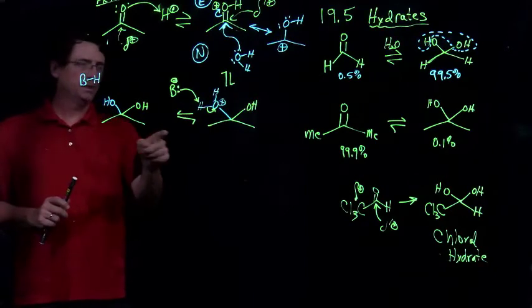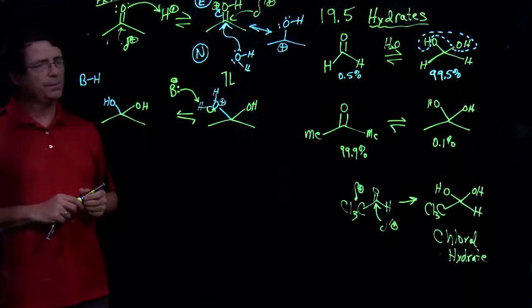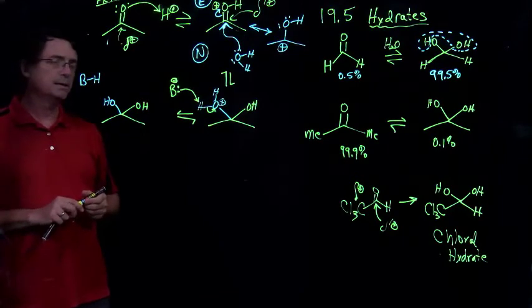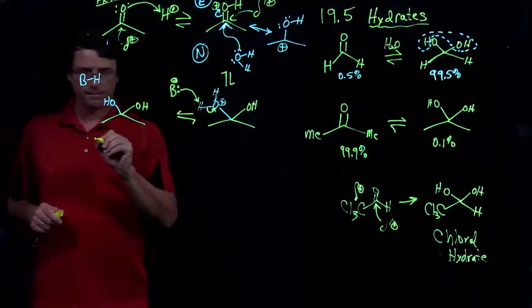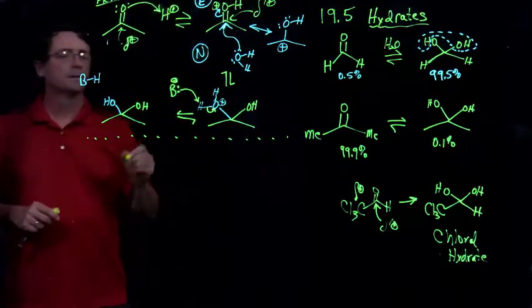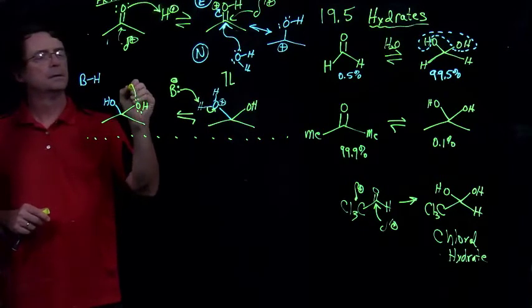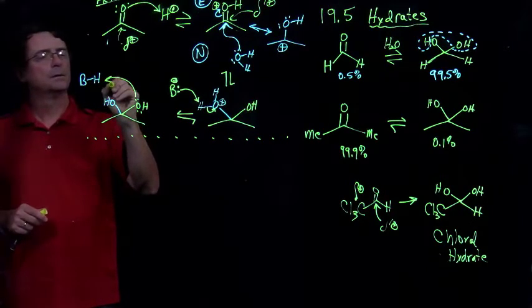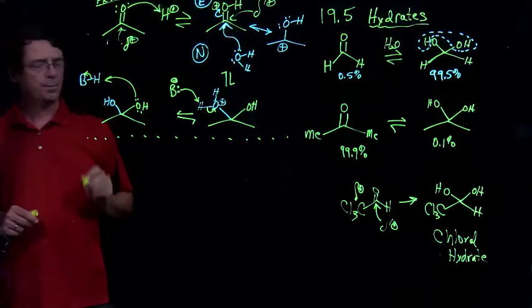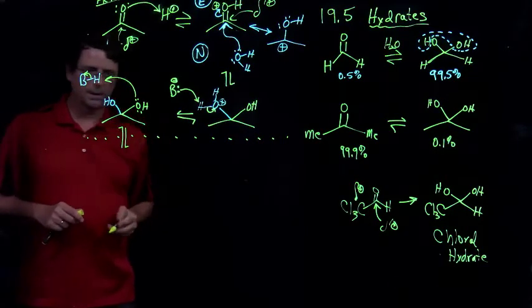Now, I've labeled the blue as well, because imagine if we reprotonated the other position, the other oxygen. Okay, so this oxygen has a lone pair. If we protonate that one, again, there's an equilibrium.